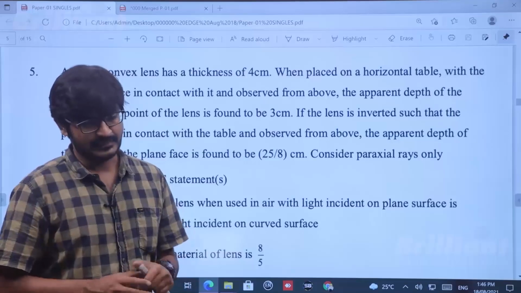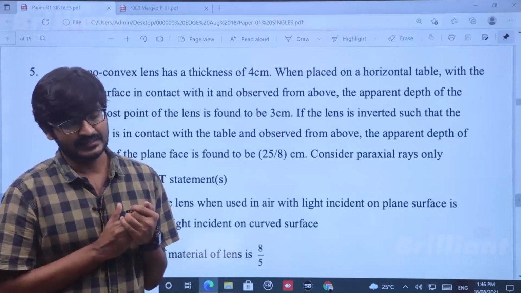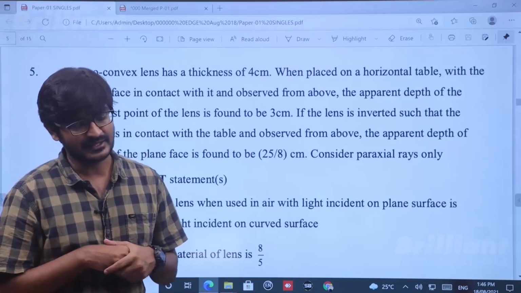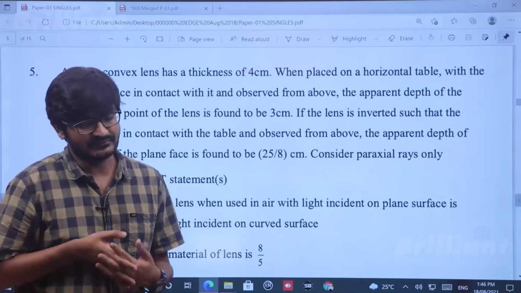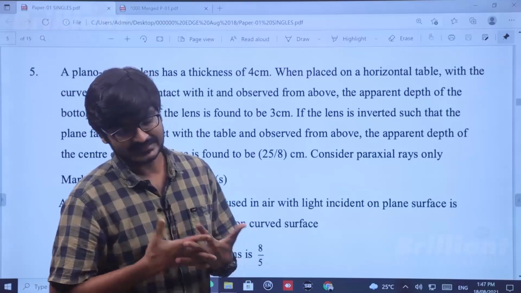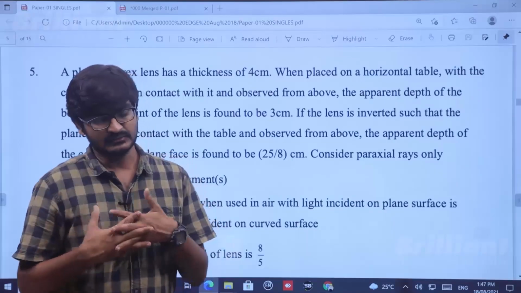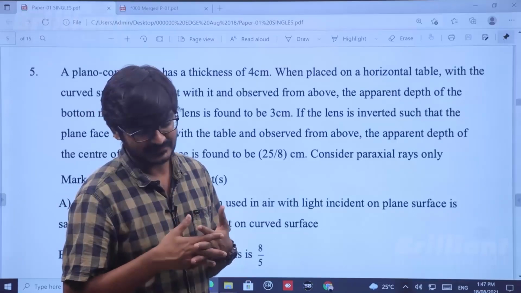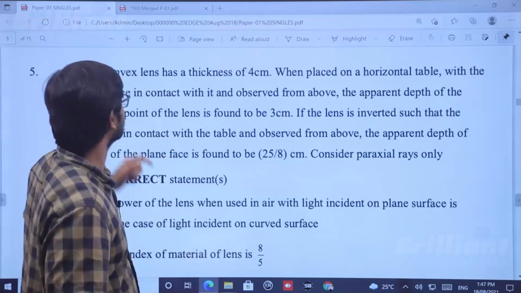The question says, a plano-convex lens has a thickness of 4 cm. When placed on a horizontal table with the curved surface in contact with it, observed from above, the apparent depth of the bottommost point of the lens is found to be 3 centimeter. If the lens is inverted such that the plane surface is in contact with the table and observed from above, the apparent depth of the center of the plane face is found to be 25/8 centimeter. So you need to consider only paraxial rays, and you need to find some stuff.